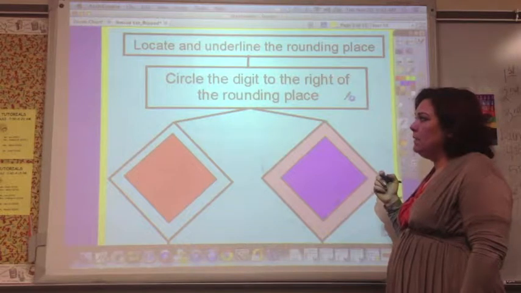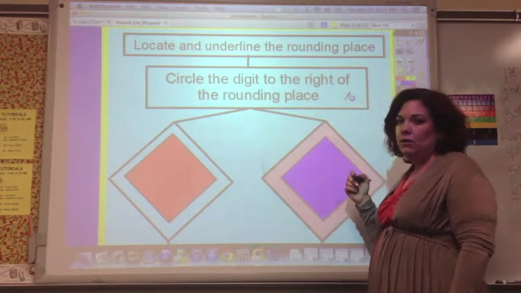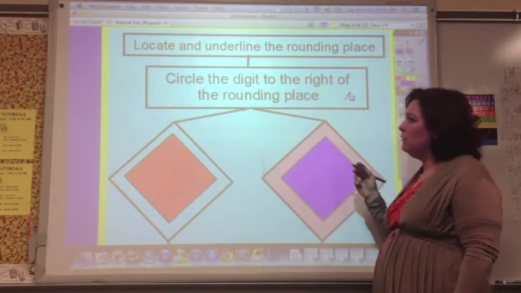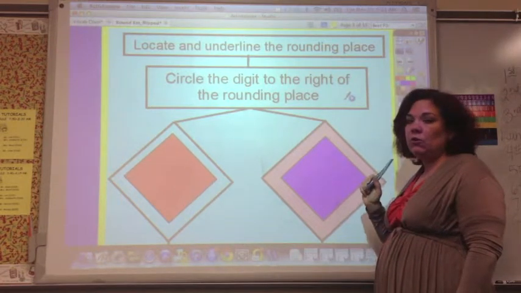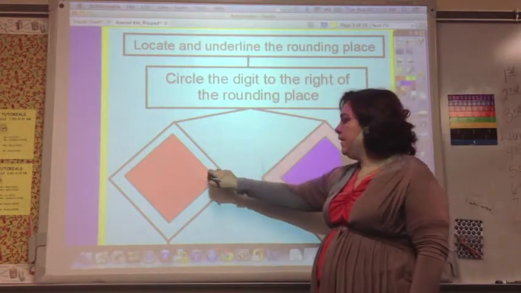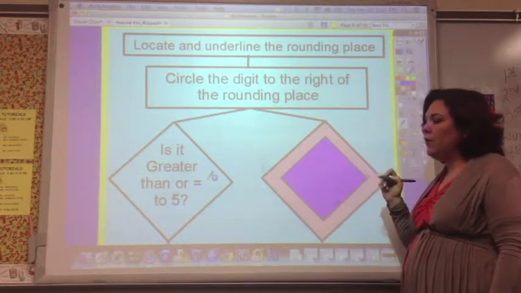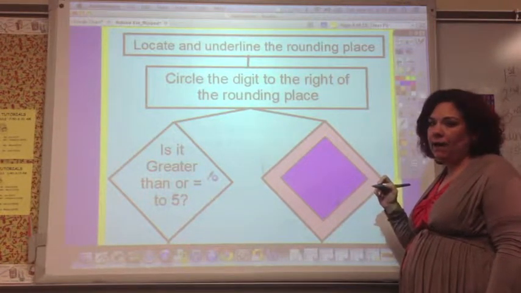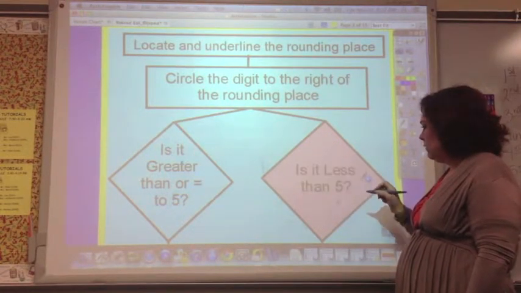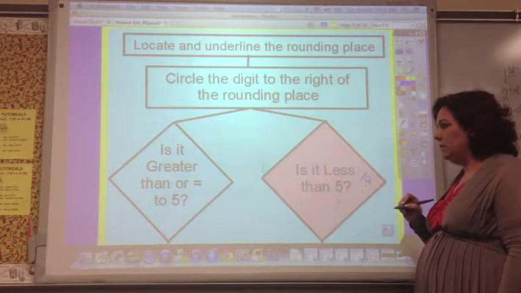The next step is to circle the digit to the right of the rounding place. So if you're rounding to the nearest tenth, you would underline the tenth here, and then you would circle the hundredth to the right. And then fill in these boxes. You ask, is the circled number greater than or equal to 5? Or is it less than 5? The circled number, the hundredths place.